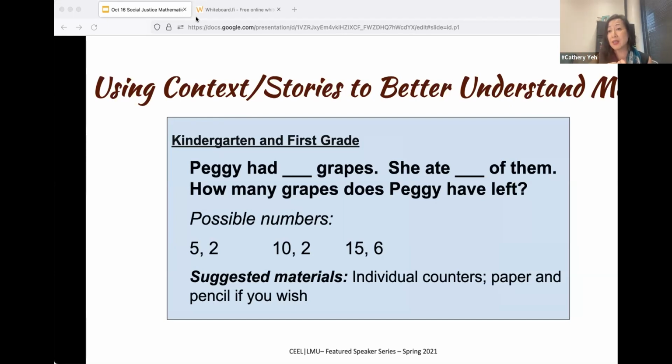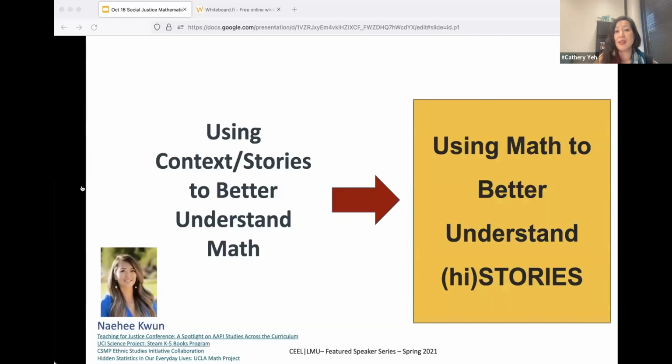There's such power here. However, what I'm going to ask you to consider today is, instead of using context to better understand math, last time I was presenting with a colleague, Nehi, and she said, why don't we just consider how we can use math to better understand histories? So I'll say that again. Instead of trying to use context to better understand math, let's use math as a process to help us better understand the world around us.